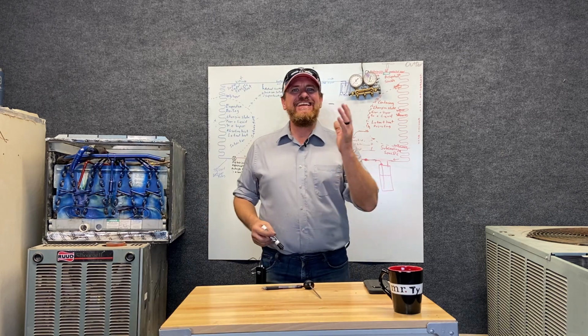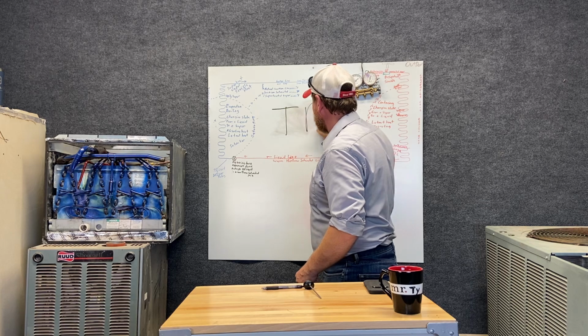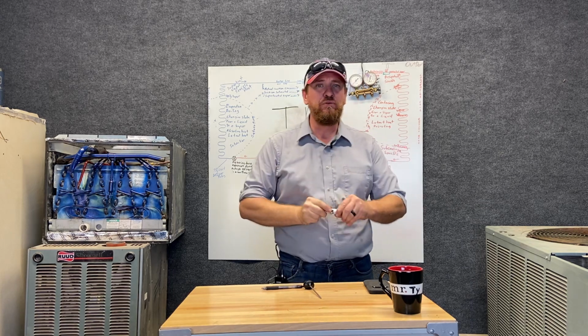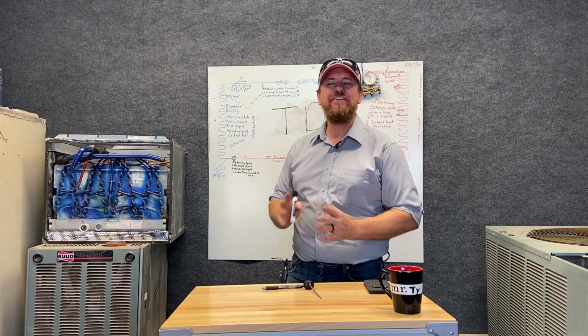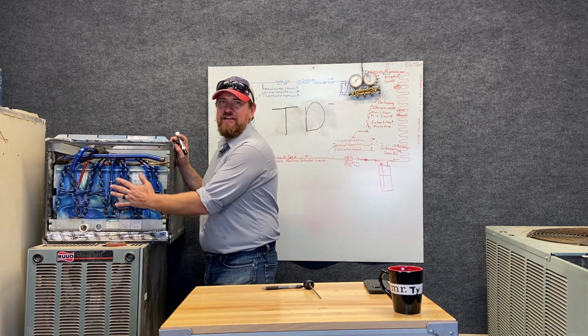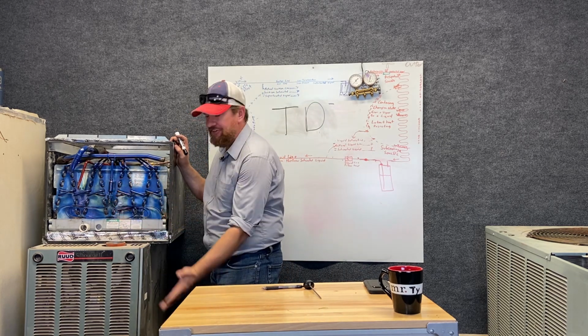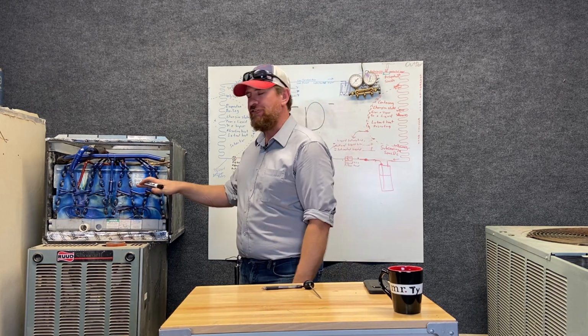Next on our list is TD. TD is two letters, the letter T and the letter D, and that's temperature difference. But really, I have my students remember it like this: two different. It's two different things being compared. For example, our saturated, aka refrigerant temperature, versus the temperature of the air coming in. TD, two different. Refrigerant versus air.